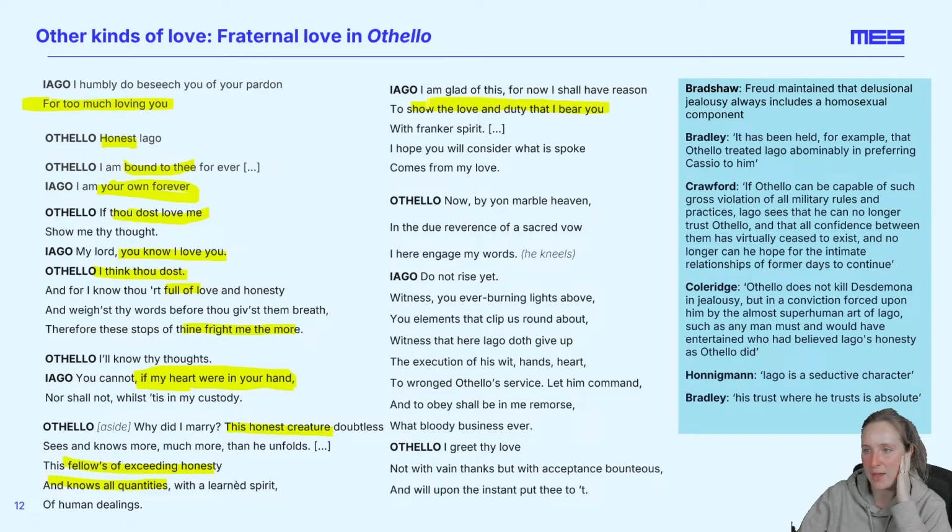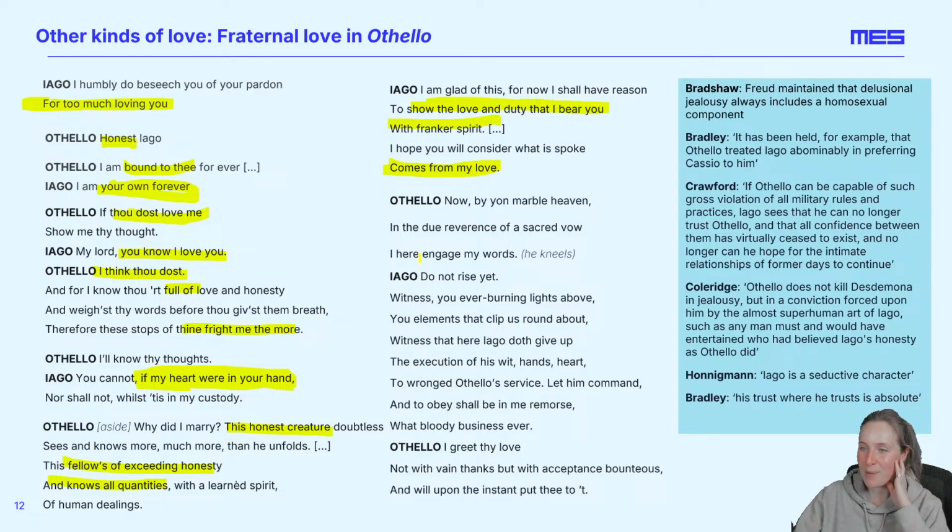Iago also says, "I'm glad of this, for now I shall have reason to show the love and duty that I bear you with franker spirit." So now I'm glad you've been honest with me. I will now share with you more obviously my love for you. "I hope you will consider what is spoke comes from my love." So when he's speaking about Cassio, please learn this is coming from a place of love. So much here to pull out in terms of the language that Iago uses. It's all relying on love, on Othello's need to be loved.